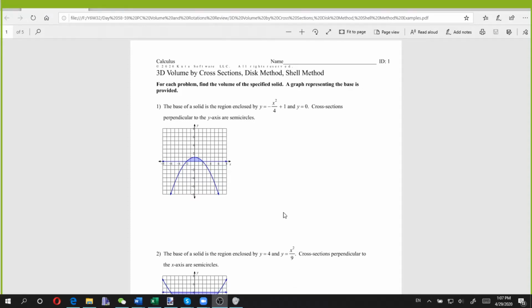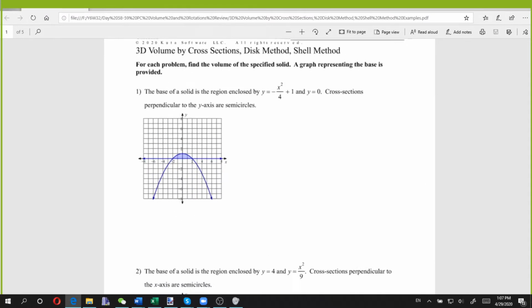Okay, so welcome back. Our objectives are still to go through 3D volume rotations and 3D volume by cross sections. This is more of a review class. We'll be quizzing towards the beginning of next week. So I'm going to go through all of our sample problems for cross sections, disk method, shell method, and we'll finish off there for today.